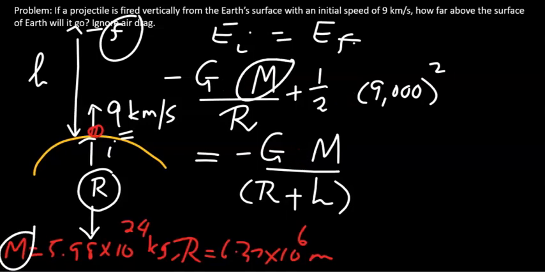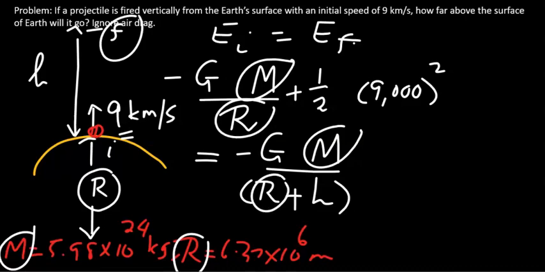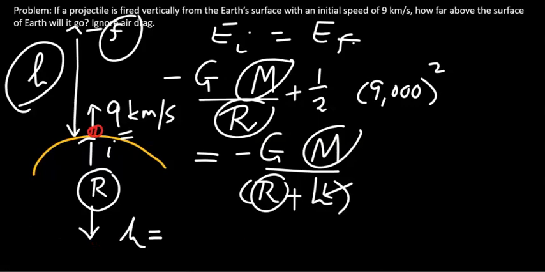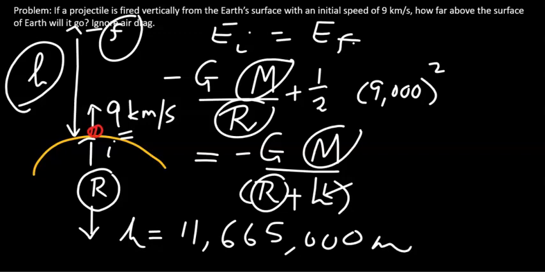Substituting m in here and there, and capital R in here and there, the only unknown that we are left with is the altitude h, which is what we want to determine. And we can calculate that. And if you do that, you get the following answer for h, which is 11,665,000 meters, or quite simply 1.17 times 10 to the power 4 kilometers. And that solves the problem.